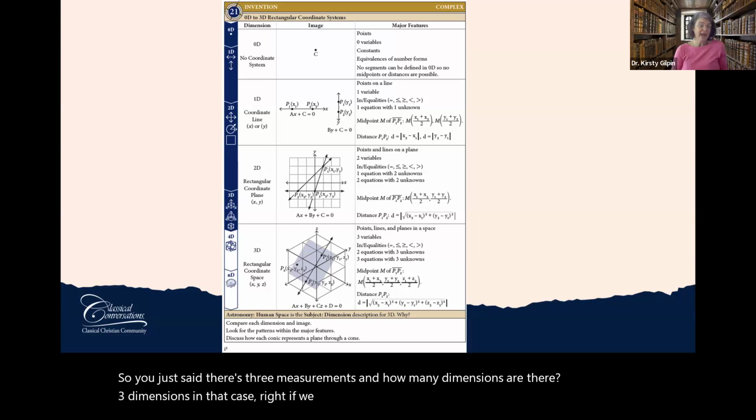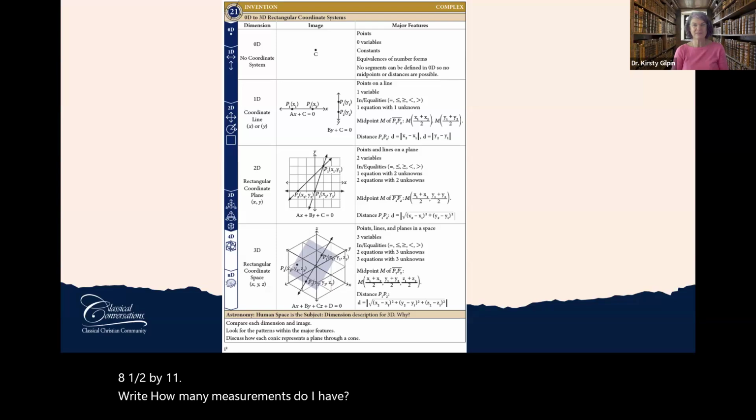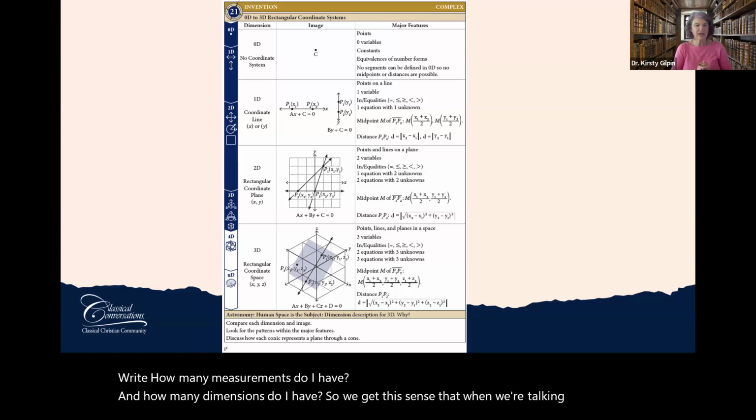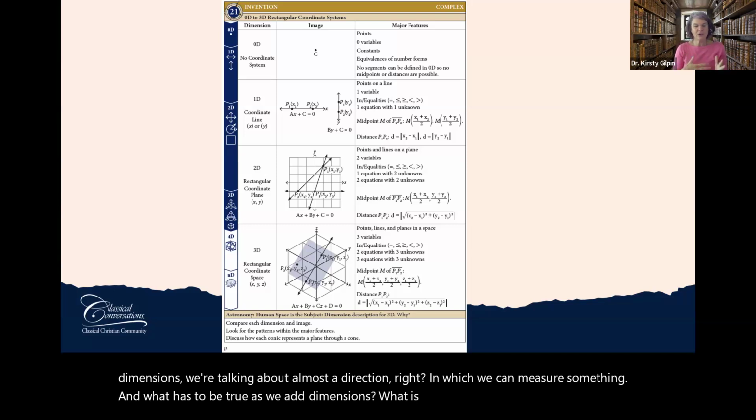If we were talking about a piece of paper and I said my paper is 8.5 by 11, how many measurements do I have? And how many dimensions do I have? So we get the sense that when we're talking about dimensions, we're talking about almost a direction in which we can measure something. And what has to be true as we add dimensions, about how those directions line up to one another?